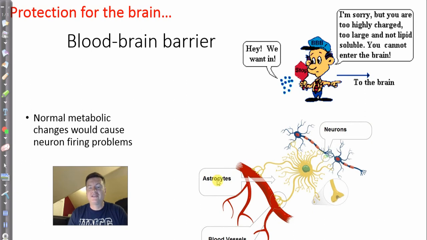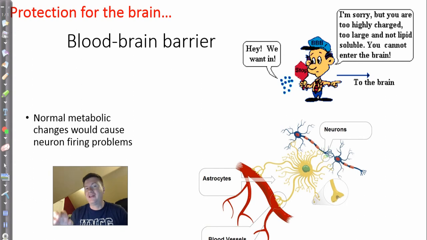So the astrocytes, again, these are glial cells that actually wrap around the blood vessels and form these very tight junctions, which then do not allow most things to leave the blood and enter the brain. You see up here, if you're too highly charged, if you're an ion, if you're too large or you're not lipid soluble, you can't enter the brain. Some things can pass through. Glucose can pass through. Oxygen can pass through. The things that you would expect are going to need to be able to pass through the bloodstream into the brain can, but most things cannot.